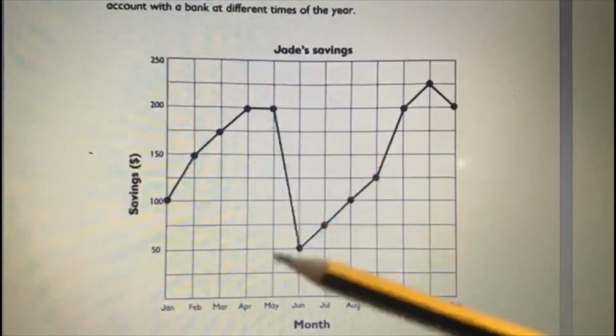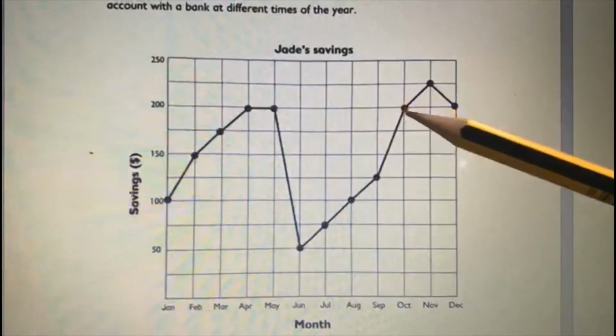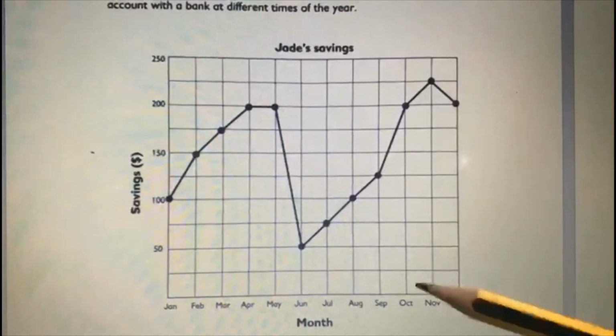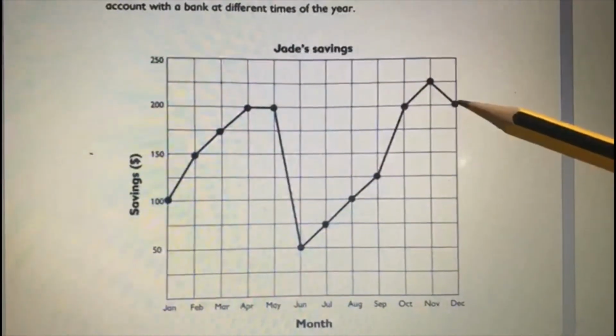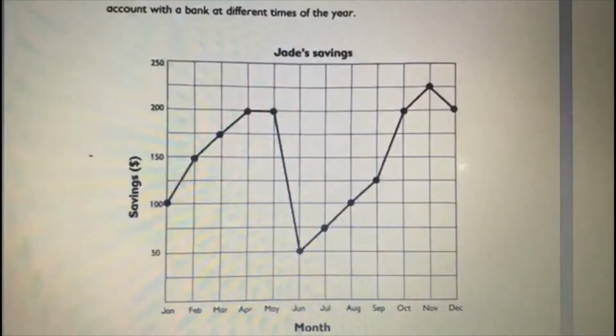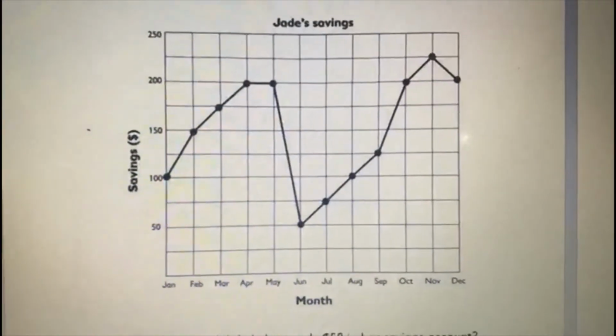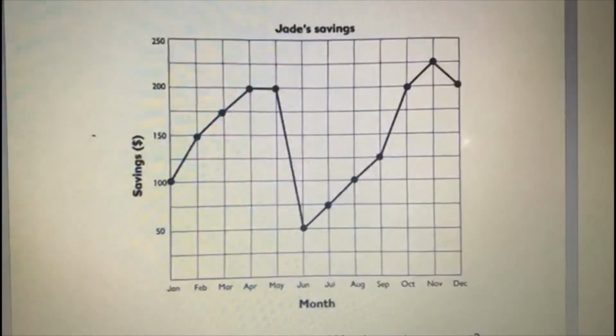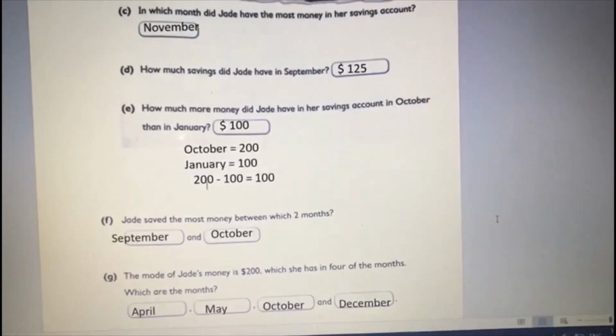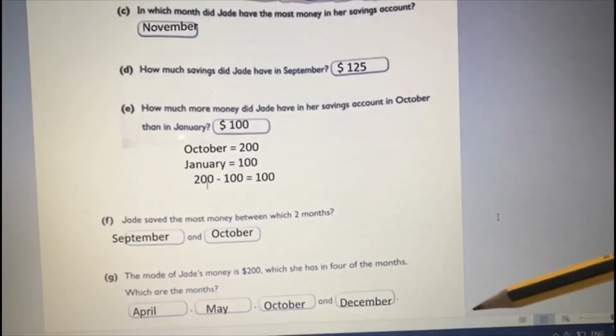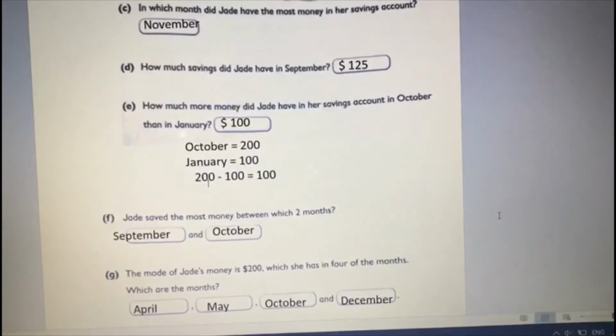Then again see here also. So it's October. Then again see the dot, it's on December. So there are 4 months. That means April, May, October and December. Now I think you can see all the questions from C to G. You can copy it from here, okay?